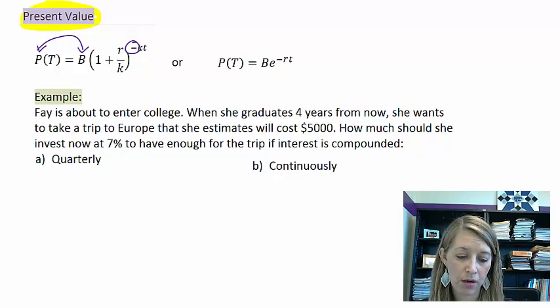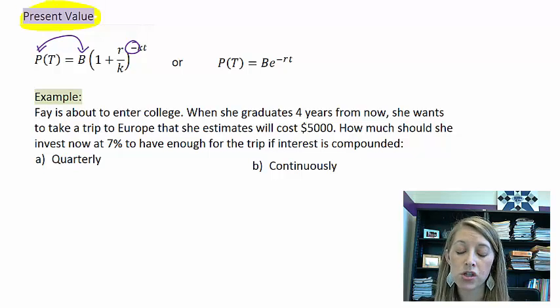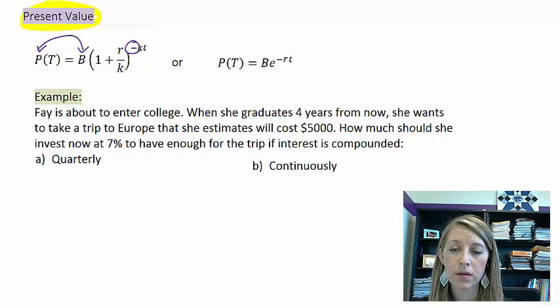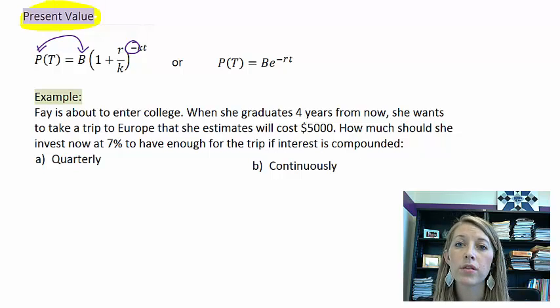So I have an example here. Faye is about to enter college. She knows at the end of her 4 years she wants to take a trip to Europe, and she's estimating that it's going to cost her $5,000. So how much does she need to invest right now at 7% to have enough for the trip if interest is compounded A, quarterly, or B, continuously? So you have the formulas right here in front of you. I suggest that you pause the video and figure out what the present value is for this example.